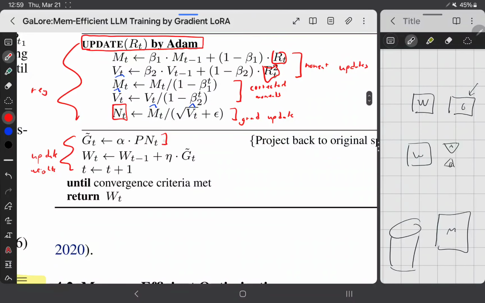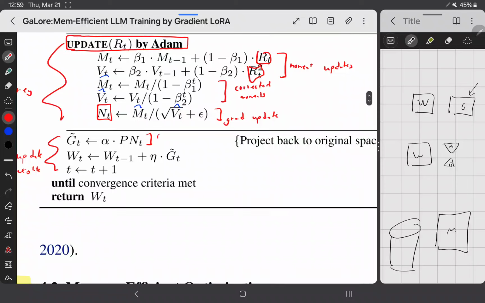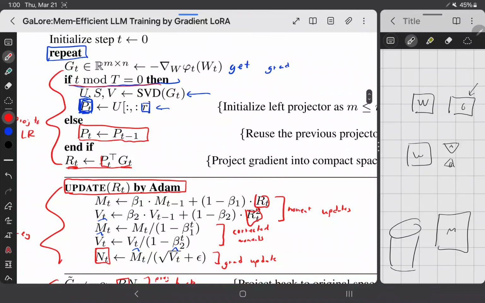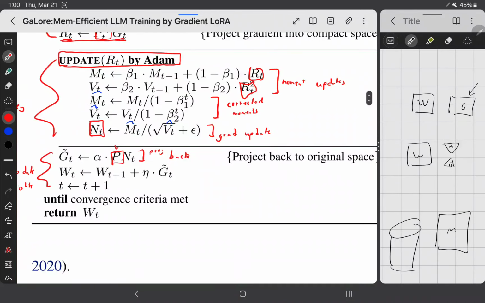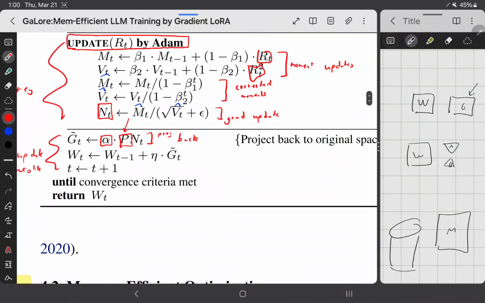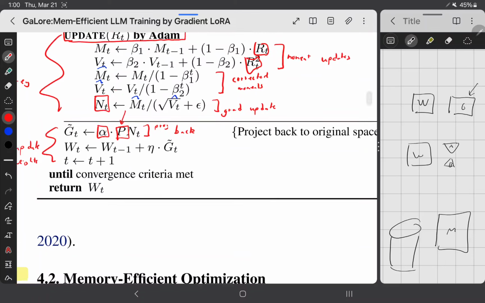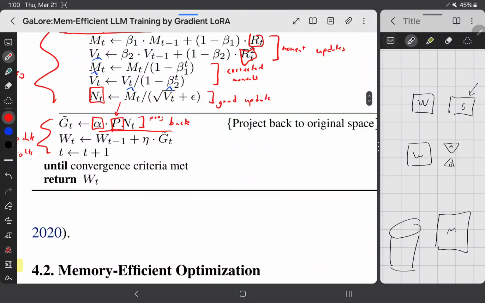So you take this here, and this is projected back into your high dimensional space. So you notice we have P here. This is projected to the low dimensional space, and this projects back. Alpha, if you've seen LoRA, is basically how much this gradient updates. So in a way, it's kind of like a learning rate. How much does it actually update the weight matrix? And then you just multiply this by the weight matrix.